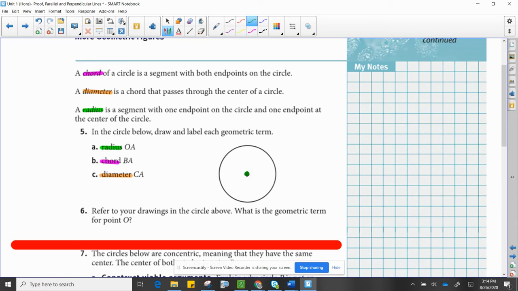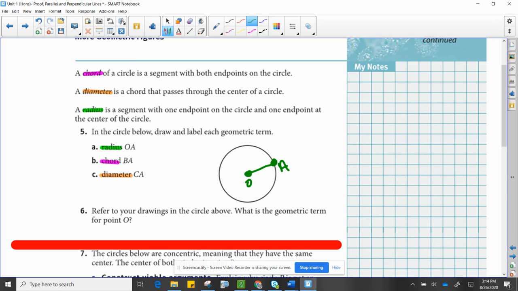So here's my center. And then we need one endpoint on the end of the circle. So if I connect those, that would be a radius. So we'll call this OA. So that's what a radius is. It starts at the center, it goes out to the edge of the circle.